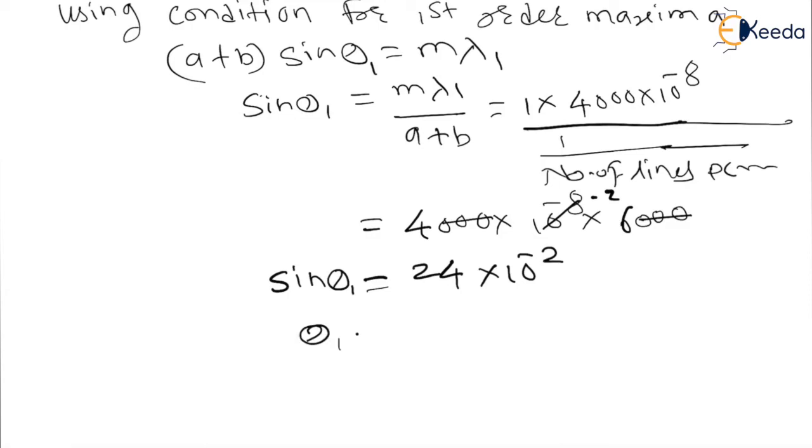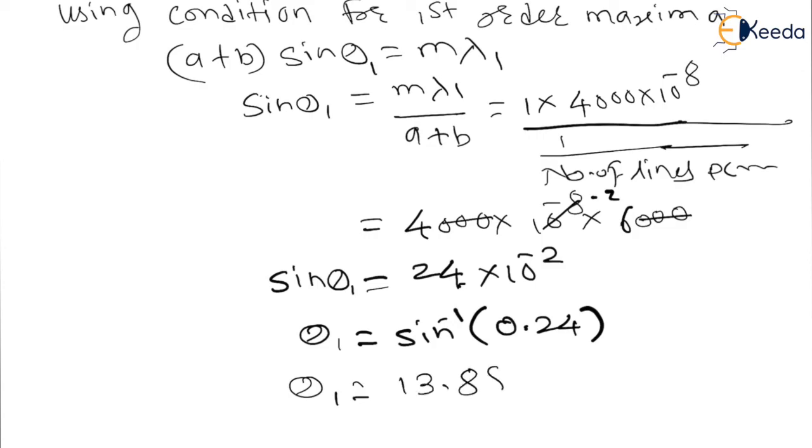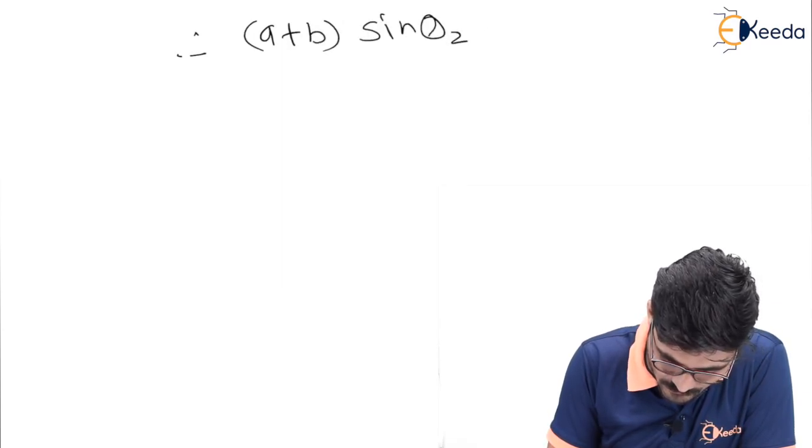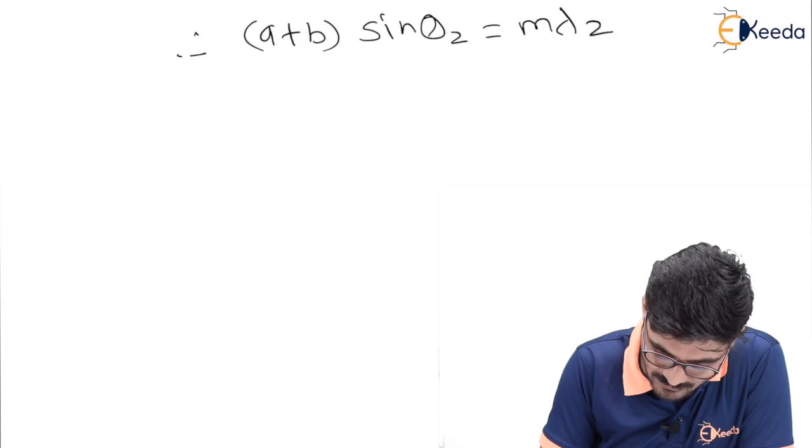Then theta 1 would be sine inverse of 0.24, after shifting the decimals. Just do it on the calculator, and sine inverse of 0.24 gives the angle as 13.88 degrees. In a very similar way, you have to find theta 2. So let's find theta 2. Therefore (a plus b) sine theta 2 would be m into lambda 2.